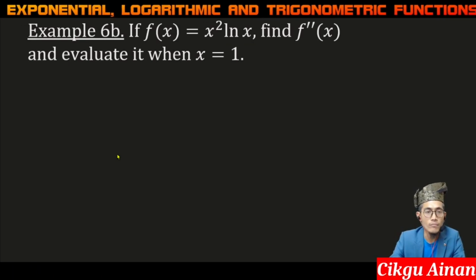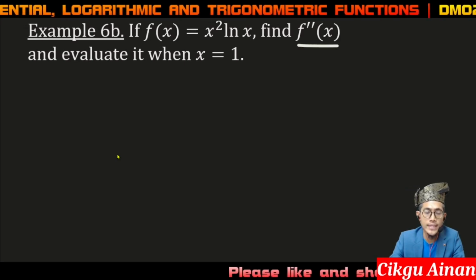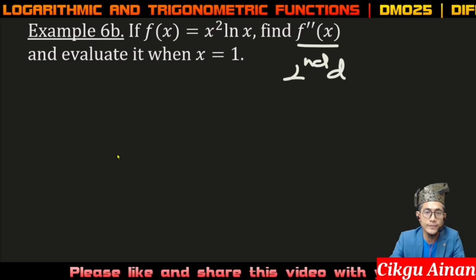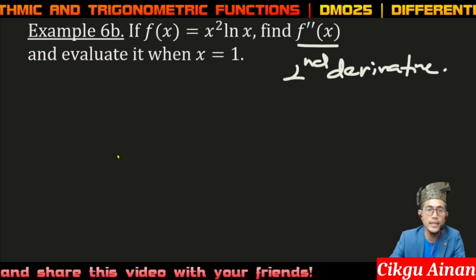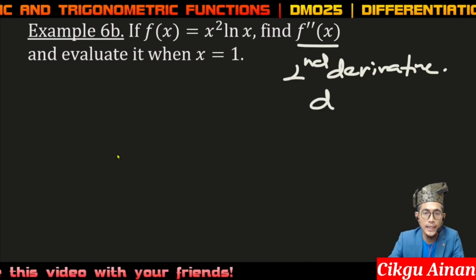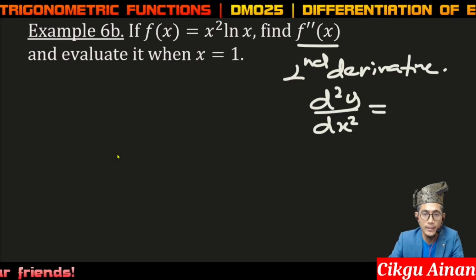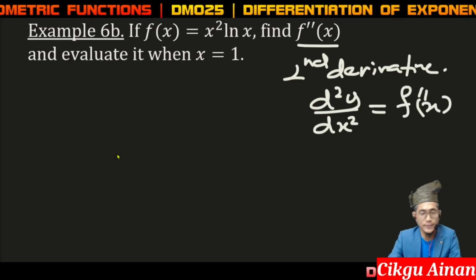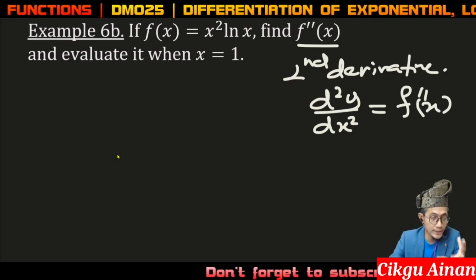Now, we have to find f double prime. This f double prime means a second derivative. A second derivative, it's the same as this one. They are just the same thing, the way of writing is a little bit different. That is why I show this example now.